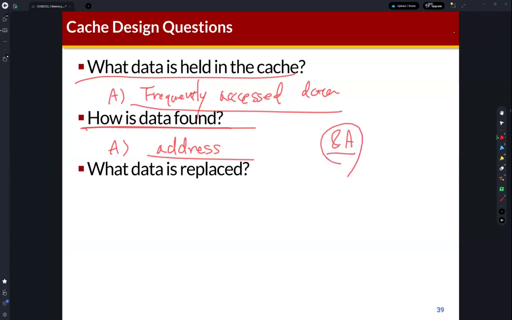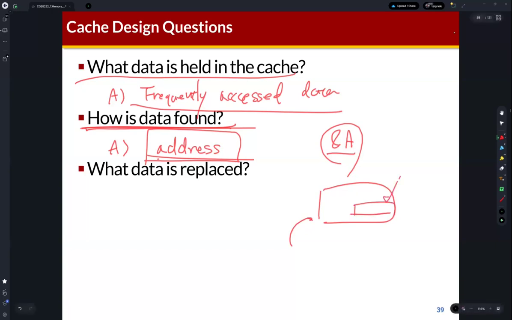A computer can identify data using the address of data in the memory. Then how is the data found? We can identify data using the address of data. Then what does that mean? This is the small space, which means the data needs to be stored in this small space.